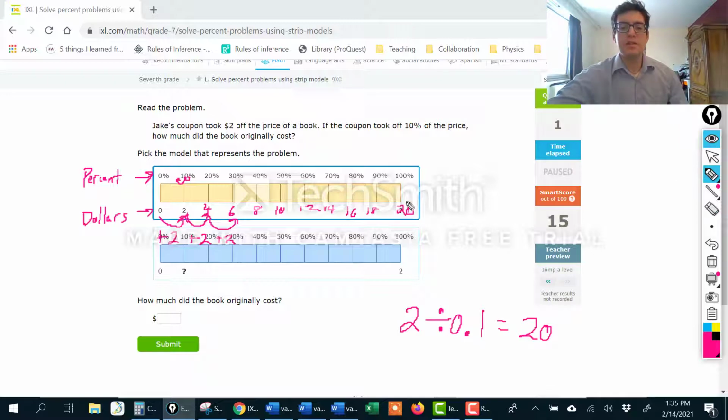All right, so remember, this is if I'm looking for the whole, and I know the part and the percent, then I just take the part and divide by that percent written as a decimal, and that'll tell me what the full price is, or whatever it is we're talking about, the full number of people in a movie theater, or whatever the problem is about. Okay, so put 20 over there.